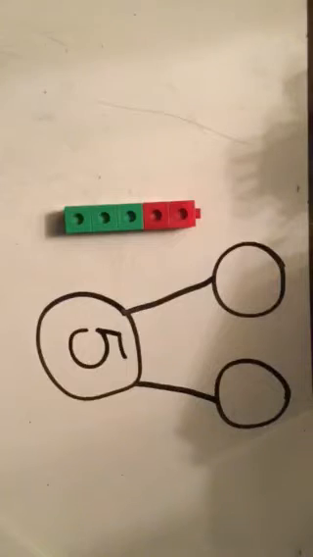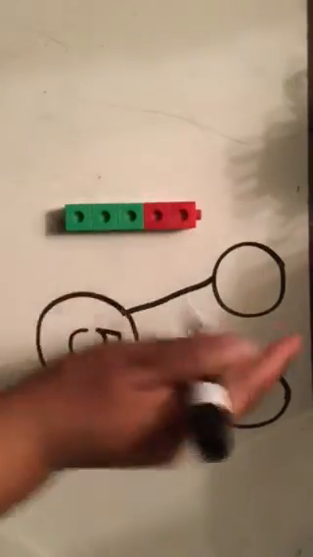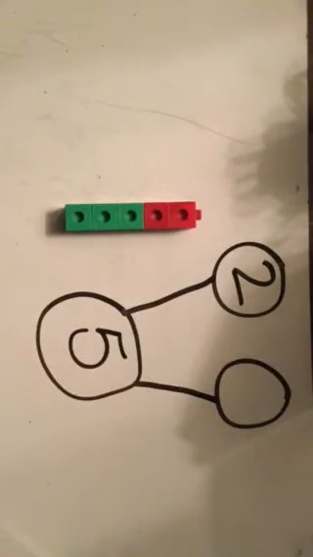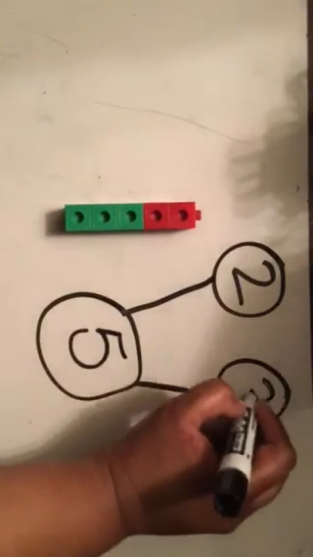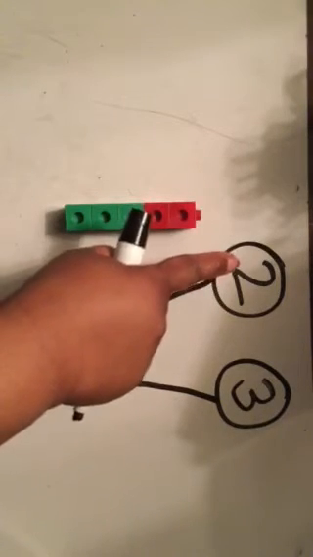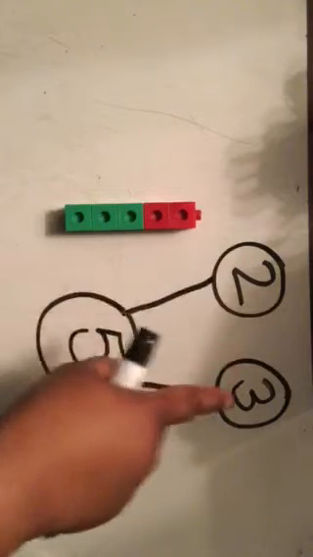Okay, so here's my number story. There were 5, 1, 2, 3, 4, 5 red and green balls, okay? 2 of the balls were red, so I'm going to write 2 here in my number bond. And 3 of the balls were green. All right, that's a great story, I think. So let me see, 5 is the same as 2 and 3 together.